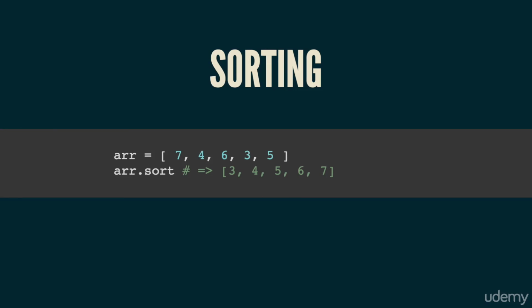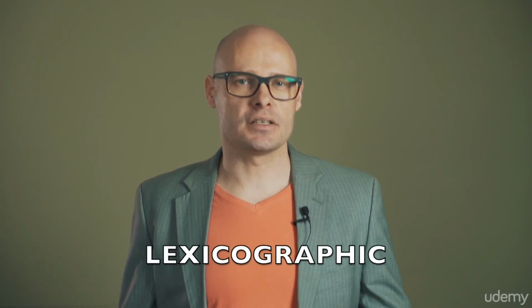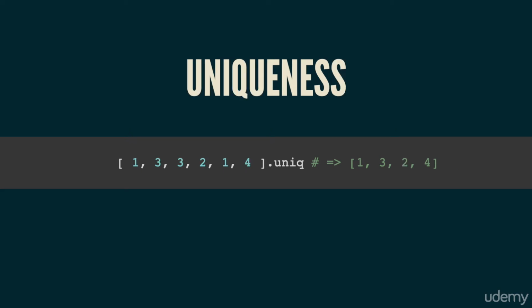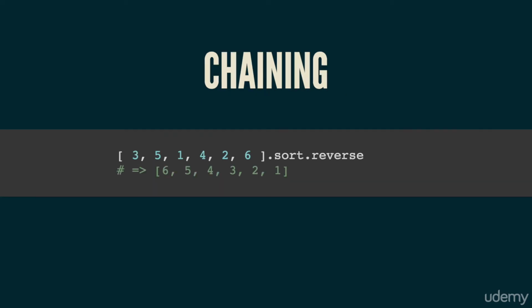Arrays, and in fact anything enumerable, including strings, can be sorted. We can call .sort on an array. Ruby will sort the array in order. The order here is a special kind of ordering called lexicographic. It means that numbers come first, followed by capital letters, followed by lowercase letters. Arrays can also be reversed, the same as strings. We can find the unique values inside an array. And we can even chain our methods together. Let's say we want to sort and then reverse. Now we have our array elements sorted in the reverse order.